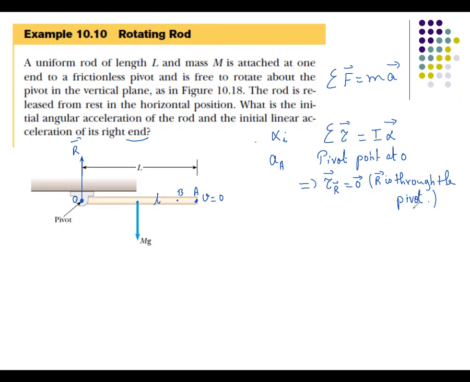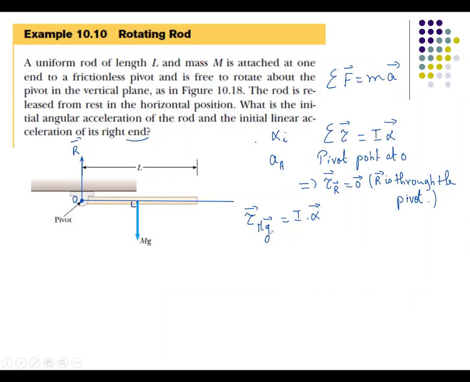So the total tau is equal to tau of mg. We have only mg, equal to I times alpha. You know, mg has only one component. How do you know? You join the pivot to mg by a line like this, and here you see we have only one component of mg.